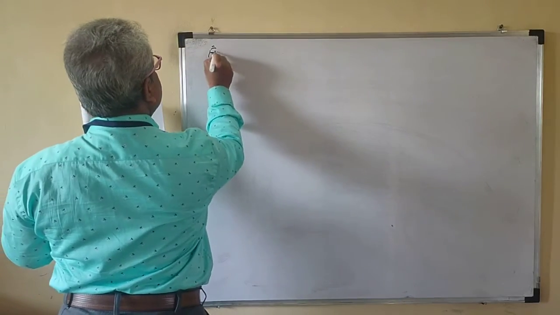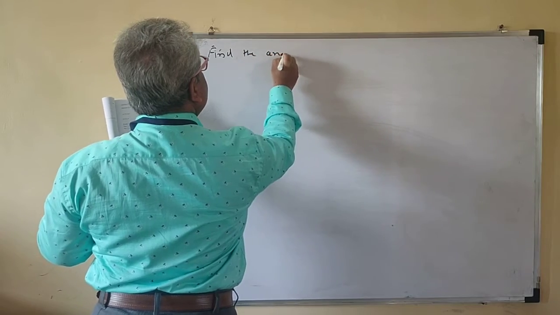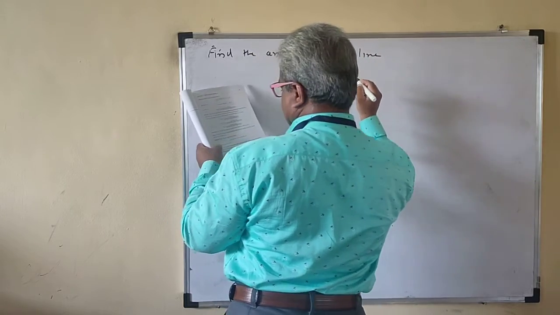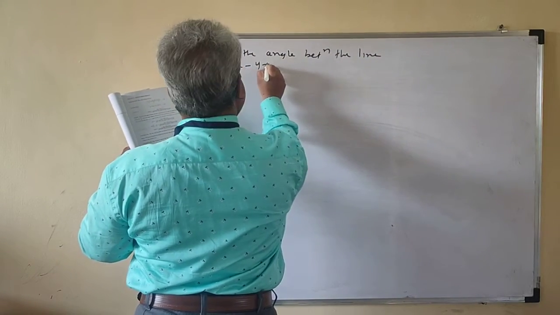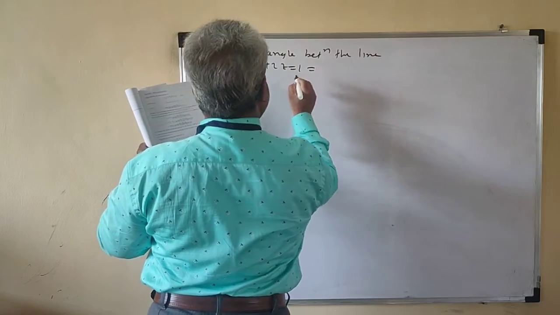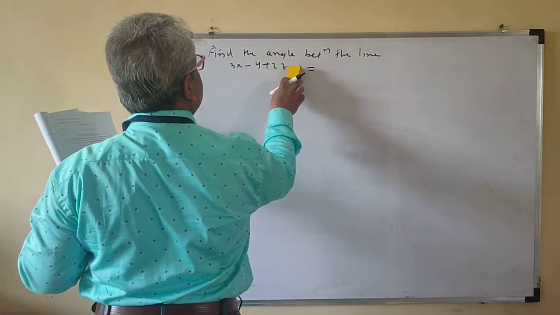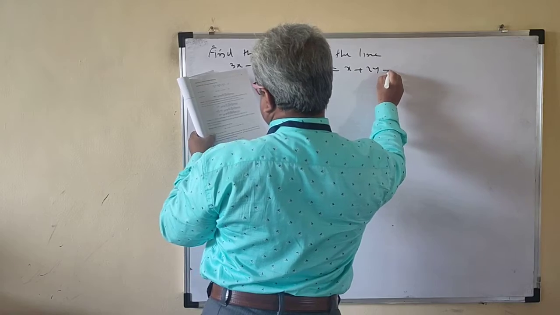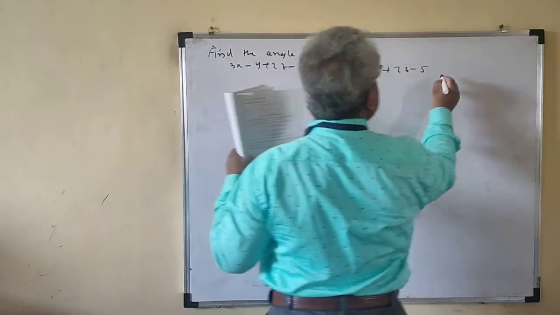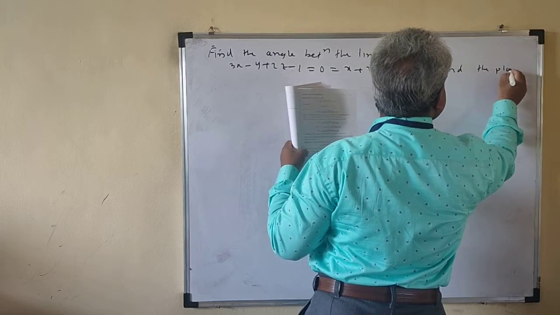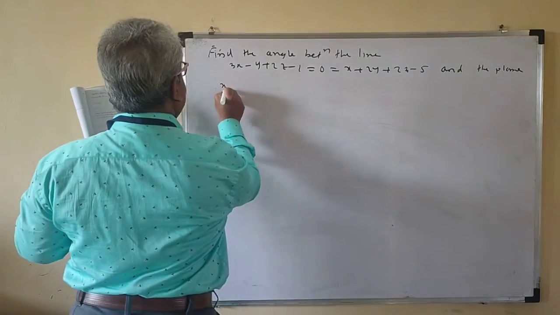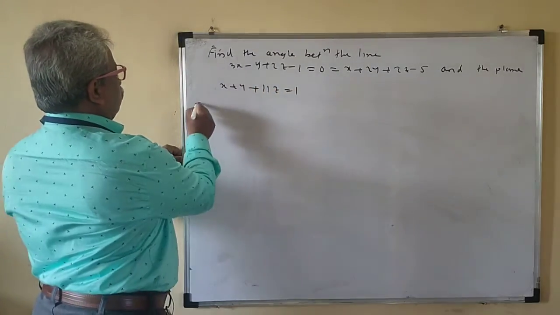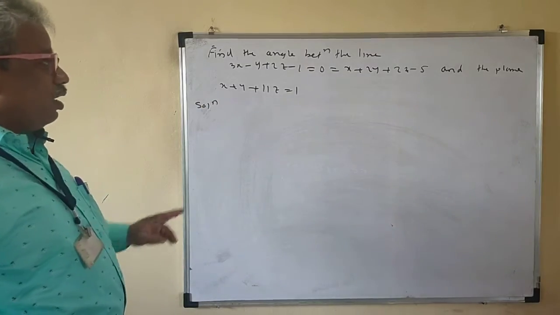Find the angle between the line 3x minus y plus 2z minus 1 is equal to 0, which is equal to x plus 2y plus 2z minus 5, and the plane x plus y plus 11z is equal to 1. Okay, solution.